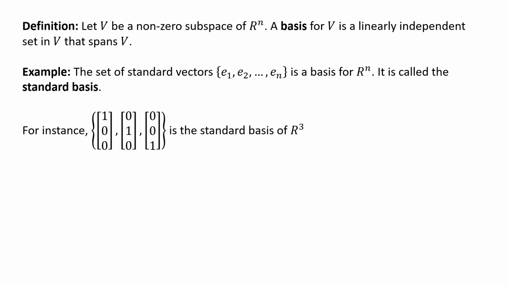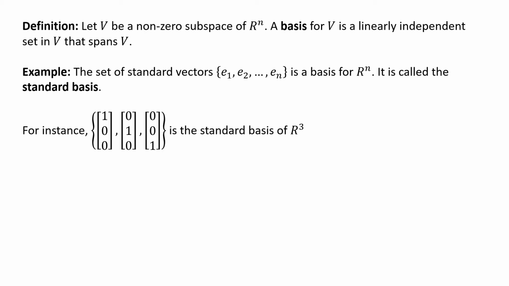Another definition. Let V be a non-zero subspace. A basis for V is a linearly independent set in V that spans V. Now, basis is going to be a very important concept moving forward. We have seen that if you take the span of a number of vectors, that is a subspace. Now we're going to go back the other way. We're going to say that if we have a subspace, can we write it as the span of a set number of vectors? And that's going to be one of the questions that we're going to be looking at.